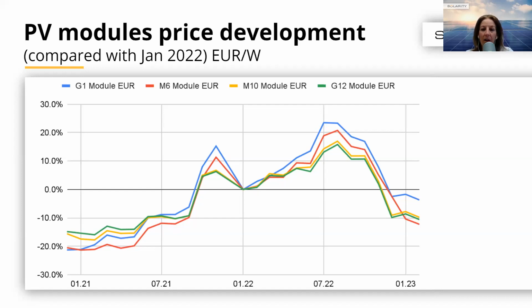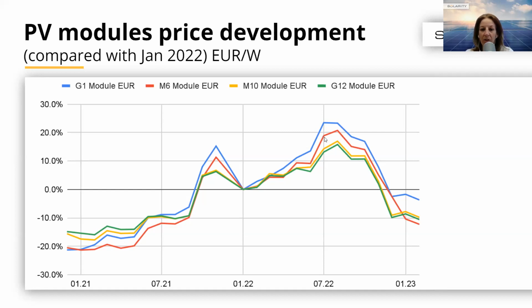M10 is nowadays the most needed and the standard module size. All of the brands we have in our portfolio use this size of module. And G12 is one of the largest, one of the biggest. In our portfolio, we have, for example, Canadian Solar. It's the HiKu7 Large, where the module size is about 210 millimeters.